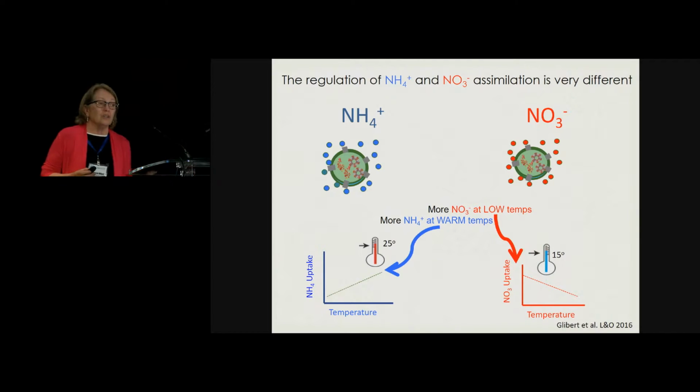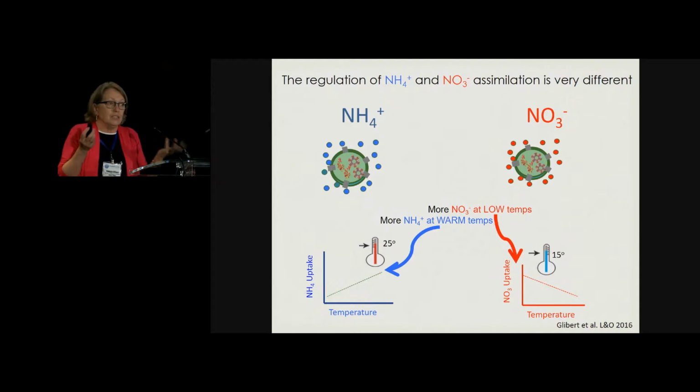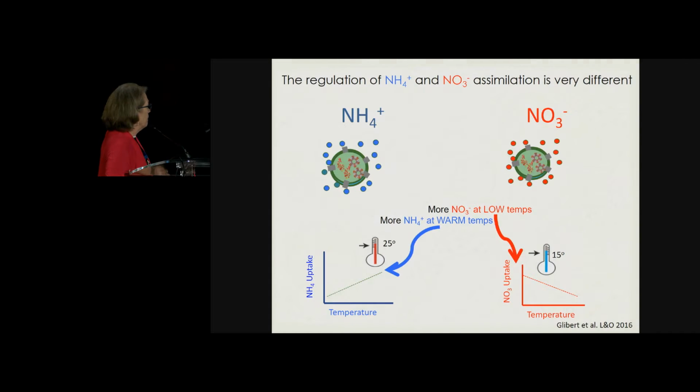So we've long known, and I'm just going to go through a few examples of what we know about the regulation of ammonium and nitrate and how they differ. There are differences in temperature. If we increase temperature, typically ammonium uptake goes up, whereas if we increase temperature, typically nitrate uptake goes down, and this is due to the different temperature optima of their respective enzymes.